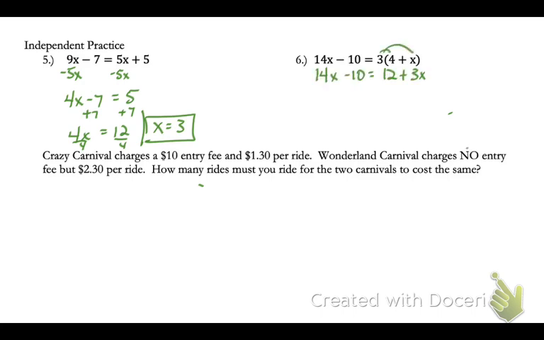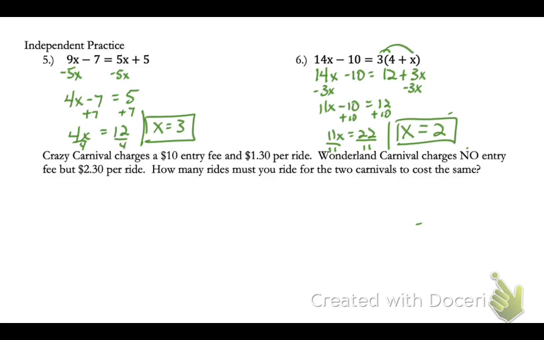Now for number 6, how's that for fast math? So your answer should be x equals 2. If you did not get that, then take a look at my steps. Notice I distributed my 3 in the first step and got 12 plus 3x on the right side. Then I moved my x's over to the left side and got 11x, then added the 10 equals 22, and finally divided by 2.